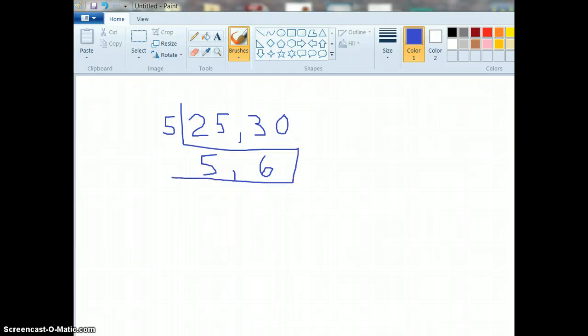Draw an L around all the outside numbers and multiply everything inside that L. So 5 times 5 will be 25. 25 times 6 will give you 150. So 150 is the least common, or the first multiple that 25 and 30 have in common.